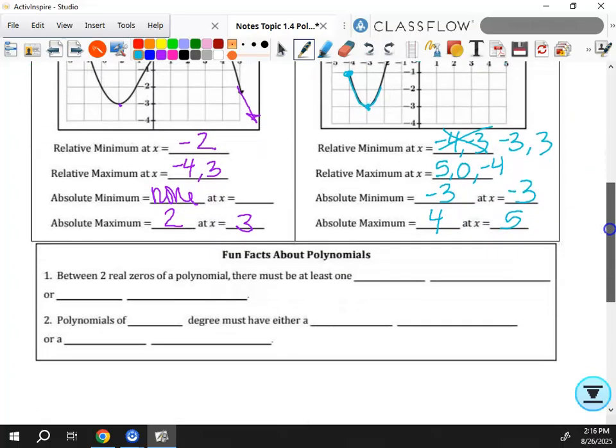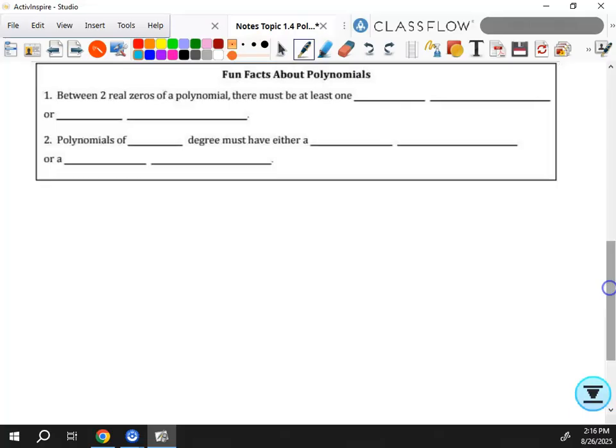So now we're going to move on to the fun facts. Now, sometimes fun facts are just that, like we had one about a roller coaster the other day. But this is a fun fact that we actually need to know, okay? And we have to be able to apply. So it's an important fun fact, I guess. So between two real zeros, remember we can have imaginary or non-real zeros, and we do talk about them some, but in general, we live in the real number system.